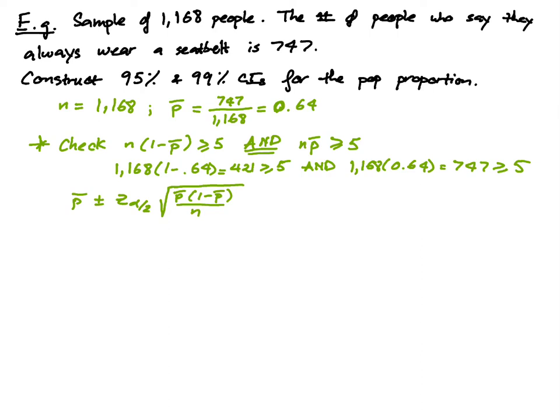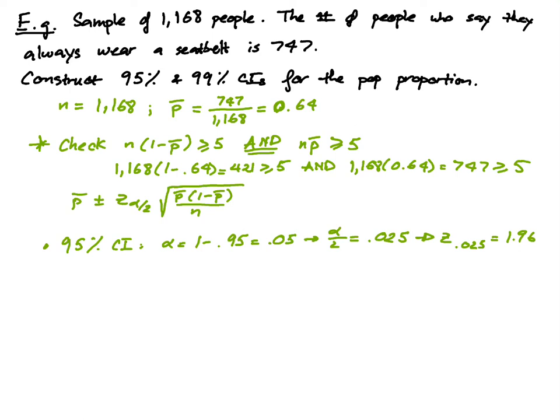Now let's look at the 95% confidence interval. Alpha here is 1 minus 0.95, which is 0.05. So alpha over 2 is 0.025. If you look in the standard normal table, z sub 0.025 is 1.96.